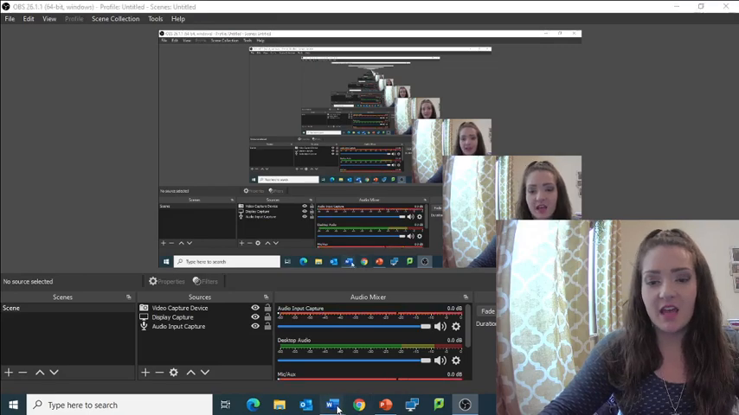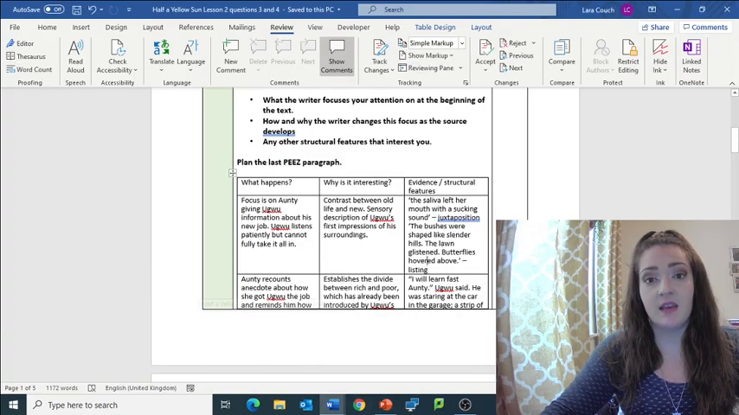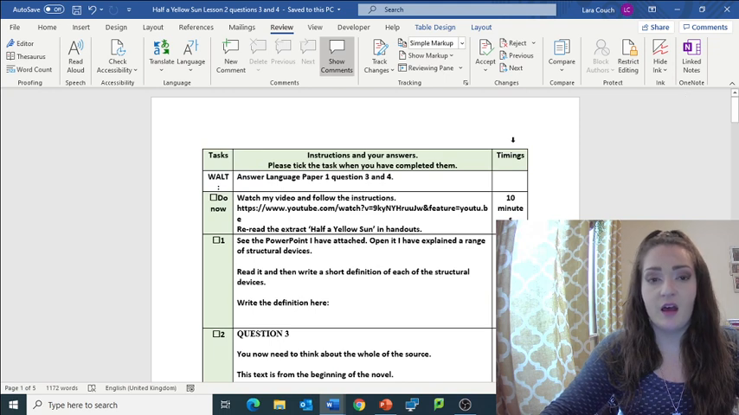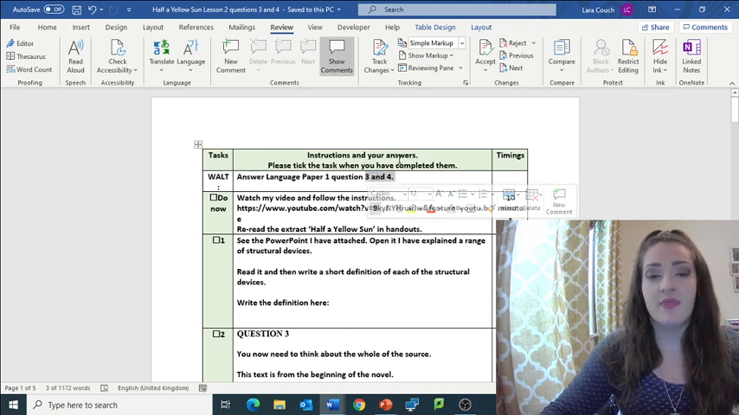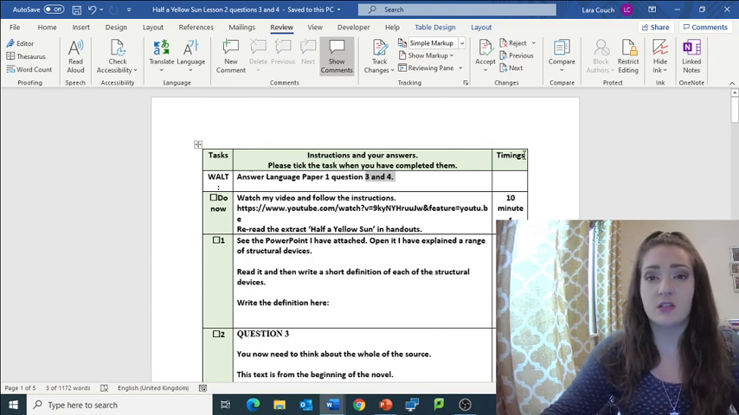Hi Year 9, today we are still looking at the same text as last lesson, Half a Yellow Sun, and we're going to be finishing the questions that we didn't cover last lesson, so questions 3 and 4.